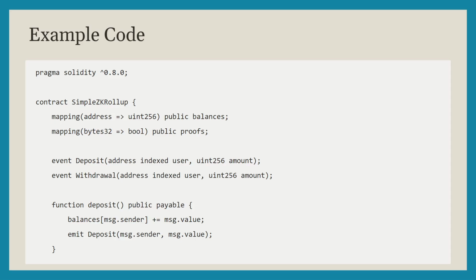Next you have the deposit function. It allows users to deposit ether into the contract, as I already explained before. The public keyword makes the function callable by anyone. The payable keyword allows the function to receive ether. msg.sender is the address of the caller, and msg.value is the amount of ether sent with the call. This updates the caller's balance in the balances mapping. Finally, it emits a Deposit event with the caller's address and the deposited amount.